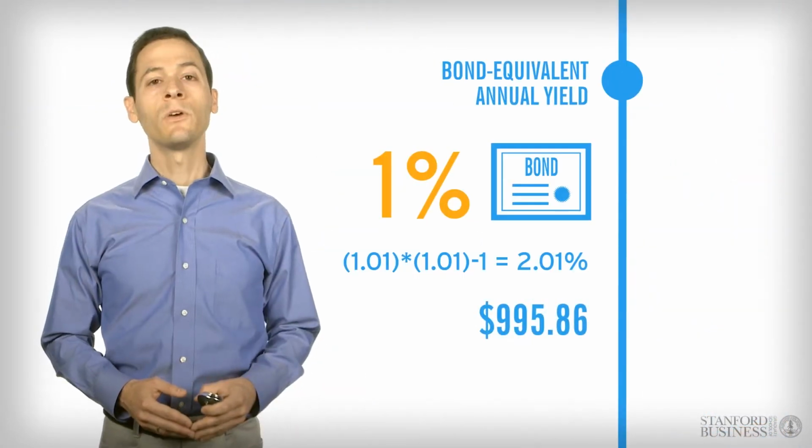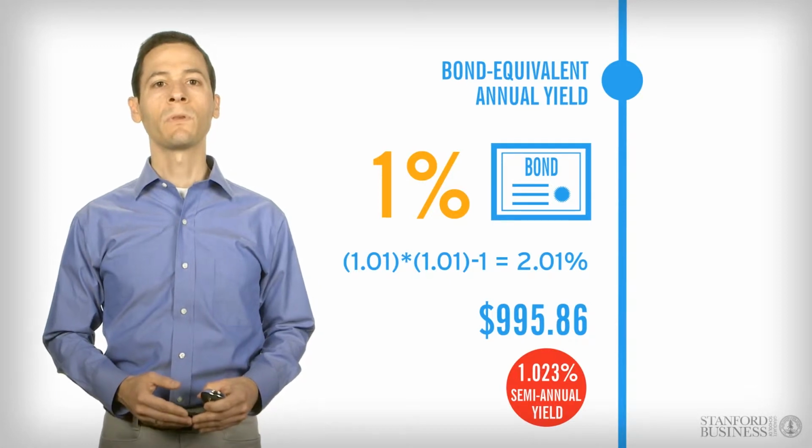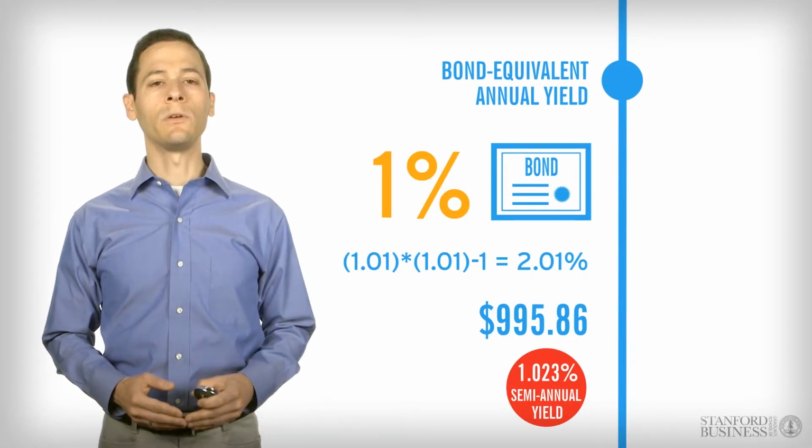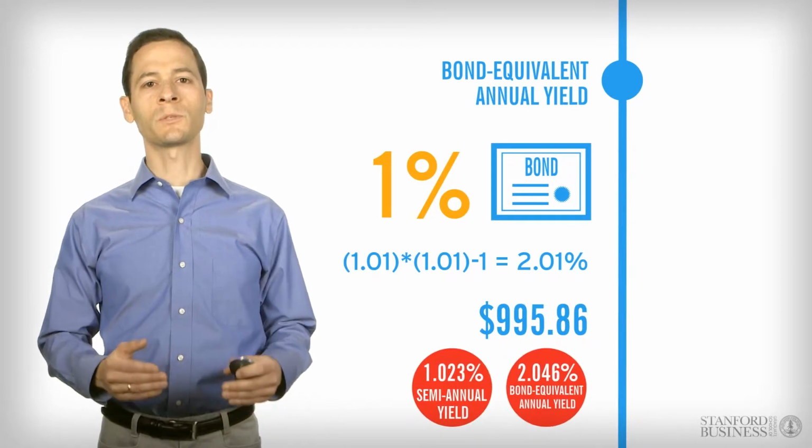If you go back to the cash flows for this bond and use trial and error or a goal-seek function, you will find that the actual price at which the bond sold on the first day, $995.86, reflects a semi-annual yield of 1.023%. This is a bond equivalent annual yield of 2 times 1.023%, or 2.046%.